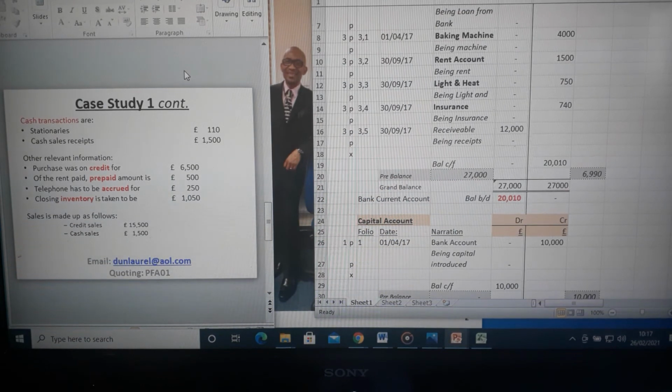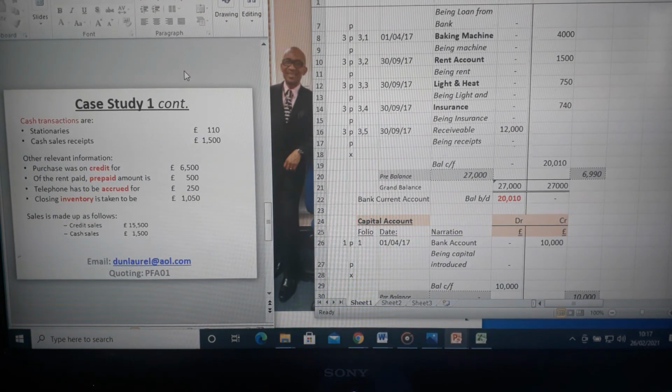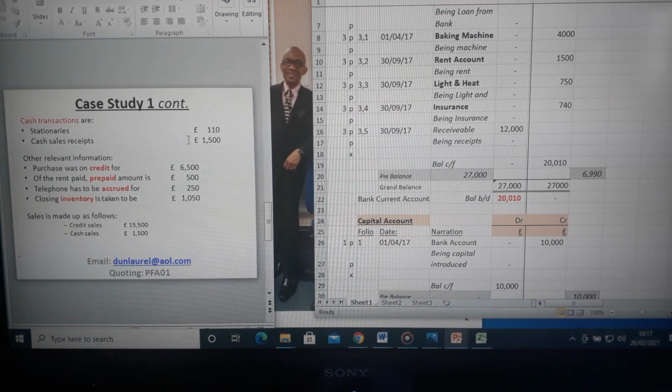And now this is a cash transaction. Here again, I have not opened the cash account. You have to open it yourself again. But whatever account I have on screen here, I will post the other part of it. So stationery, I have not opened as well. So what you need to do is open a stationery account, debit it 110, and credit cash account with 110.